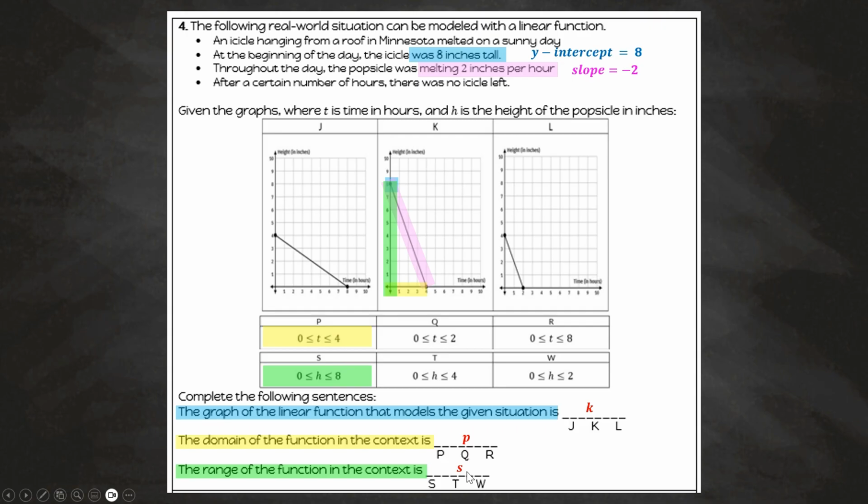So we select S. The first part when answering this question is to make sure you match the correct graph. Once you match the correct graph, then you're going to match it to the domain and the range of the function.